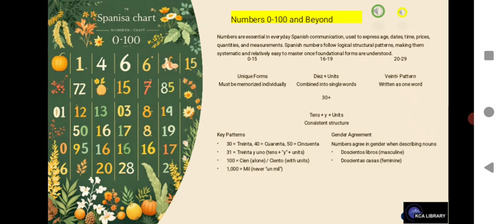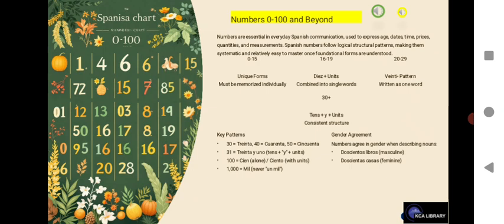Spanish numbers. Numbers are essential in everyday Spanish communication, used to express age, dates, time, prices, quantities, and measurements. Spanish numbers follow logical and systematic patterns, making them relatively easy to learn once the foundational forms are understood. Unique forms: 1 to 15. Some numbers have unique names that must be memorized.